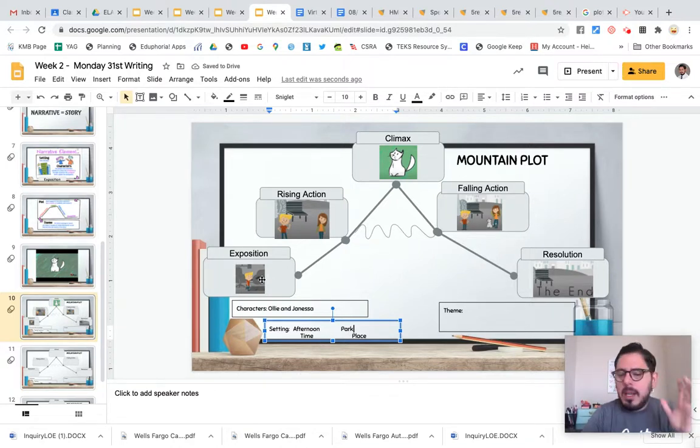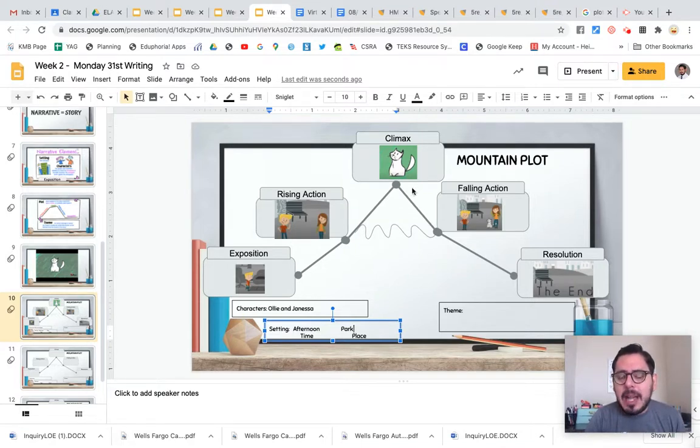The exposition. Ollie was minding his own business, and this part is when we get to know the characters. We got to know Ollie, and we also got to know Janessa, but she was on the phone, so we didn't get to see her. And then when the problem is shown, that's the rising action, and that's when Janessa told Ollie, hey, my cat is up there. I need some help. So Ollie was like, okay, let's try that.